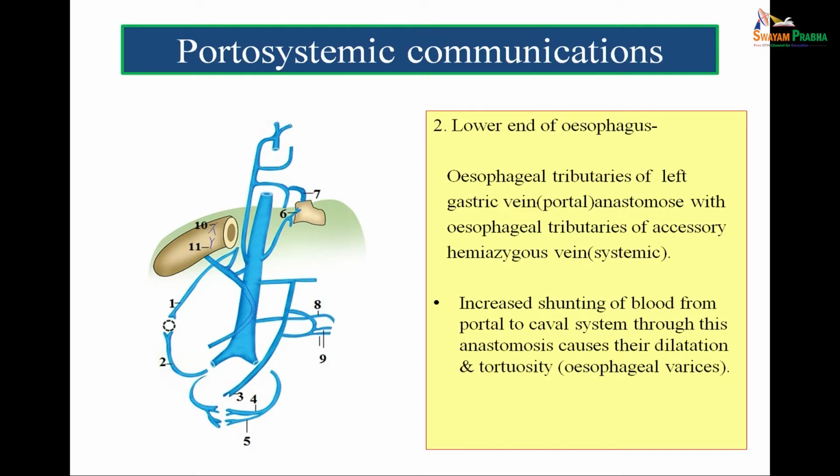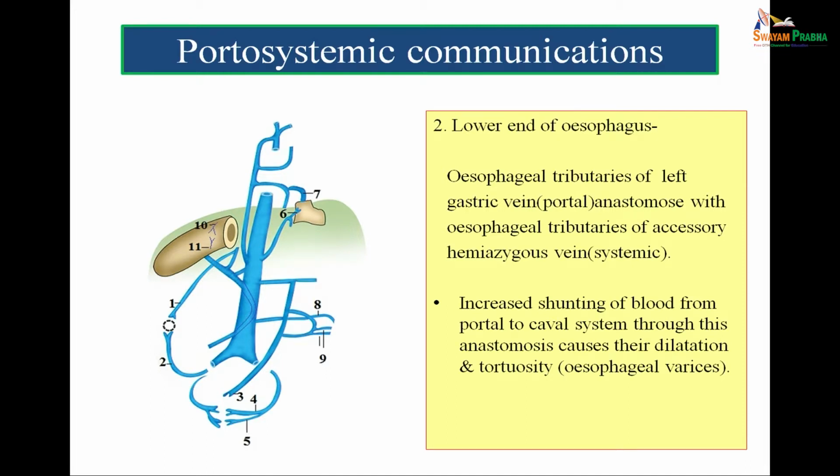Then again in the figure you can make out 10 and 11. 10 refers to the phrenic veins and intercostal veins, 11 refers to the hepatic venules. So, this is again, phrenic and intercostal veins are systemic veins, 11 is portal system. So, here again in relation to the bare area of the liver, portosystemic anastomosis is taking place.